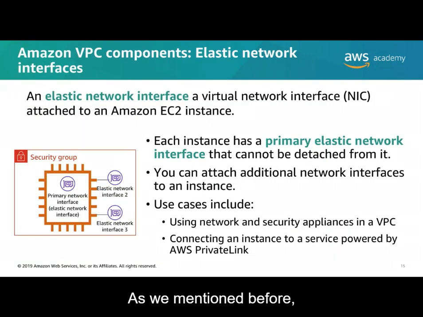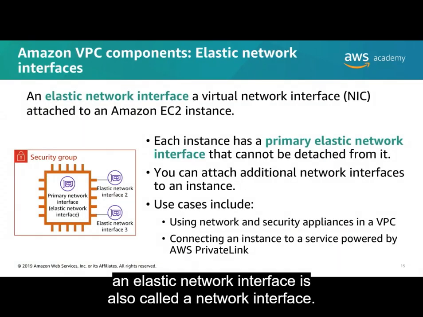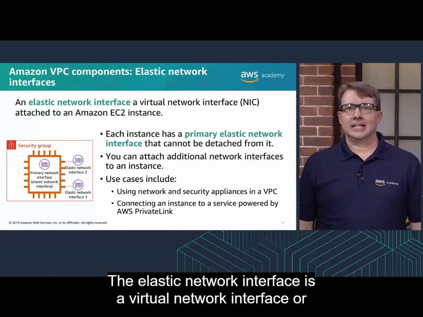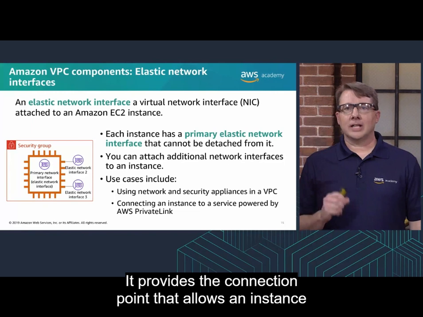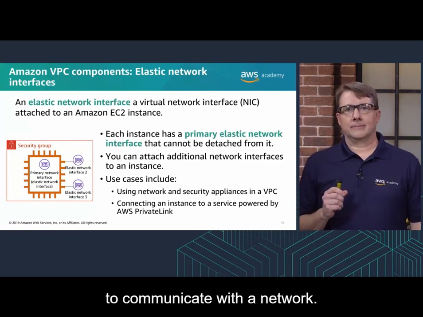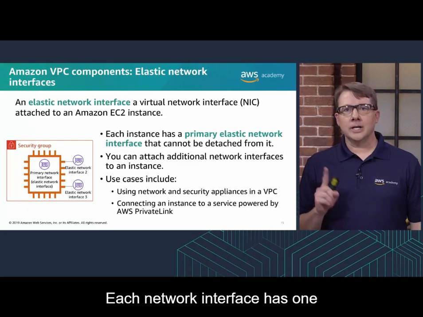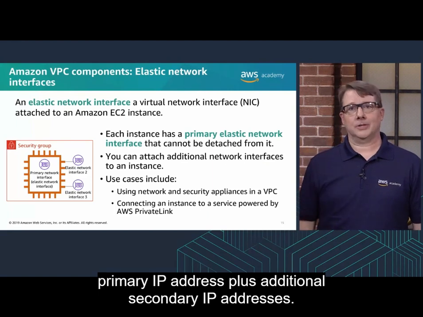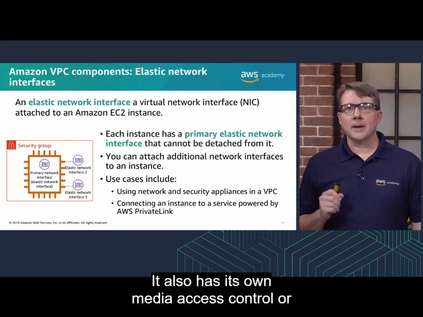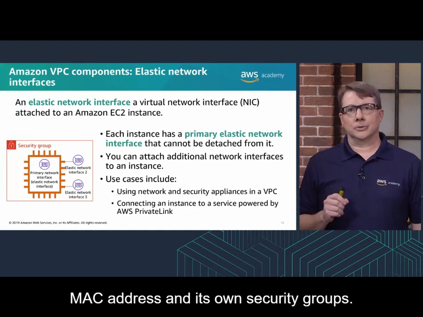As we mentioned before, an elastic network interface is also called a network interface. The elastic network interface is a virtual network interface, or NIC, that is attached to an EC2 instance. It provides the connection point that allows an instance to communicate with the network. Each network interface has one primary IP address plus additional secondary IP addresses. It also has its own media access control, or MAC, address and its own security groups.